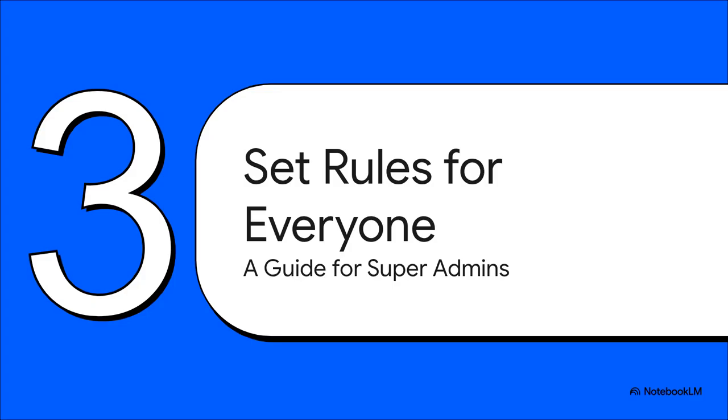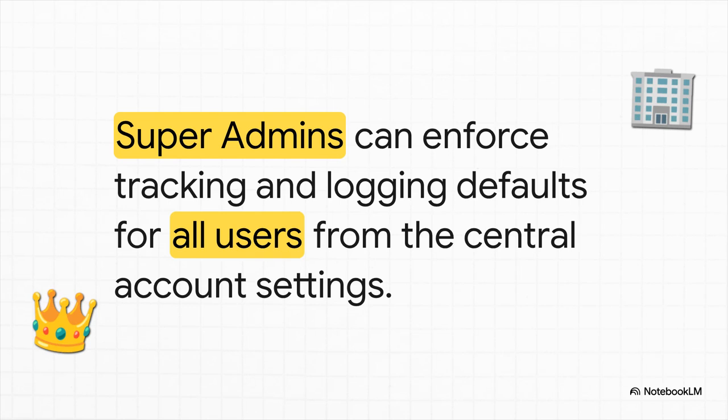Okay, let's zoom out a bit. We've talked about individual users. Now let's talk about the team level. This section is for all you super admins out there who need to create a consistent, reliable process for the entire organization. So as a super admin, you've got the power to set the baseline for everybody. You can establish the default behavior for tracking and logging across your entire HubSpot account. This makes sure that everyone on the team is starting from the exact same page.